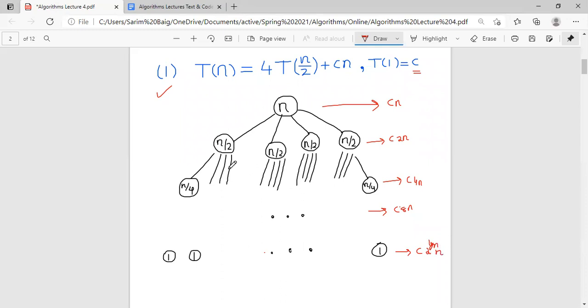Now, why does this tree have log n levels? Because here too, if you look, at every level the size of the problems is half of the previous level. So how many such divide by 2 operations before we get to the level with size one? Well, that's log of n. So always remember that the height of the tree depends on the factor that's dividing the problem, and that is 2 in this case. So this is just log n base 2.